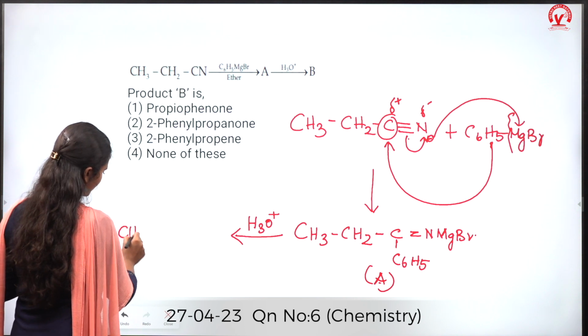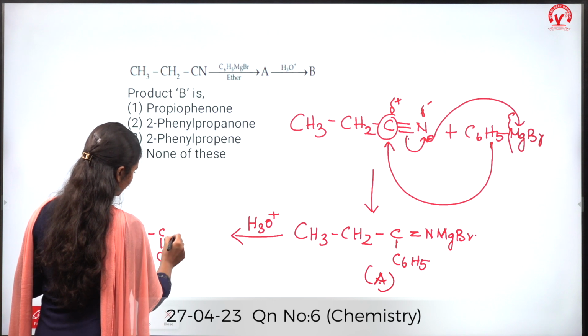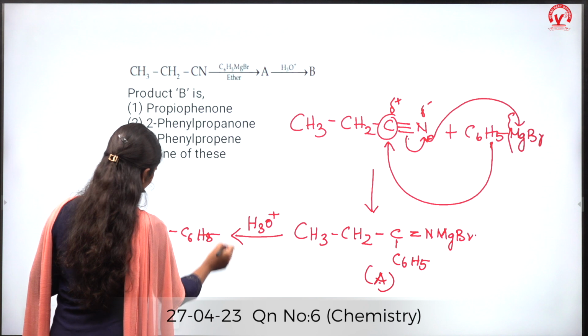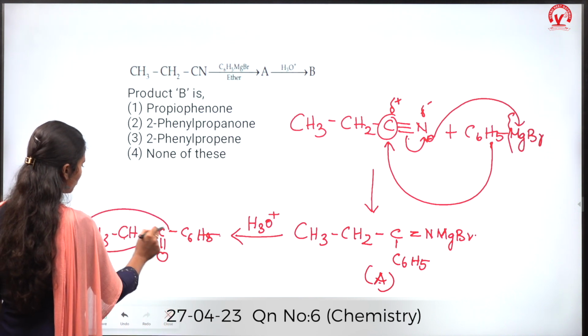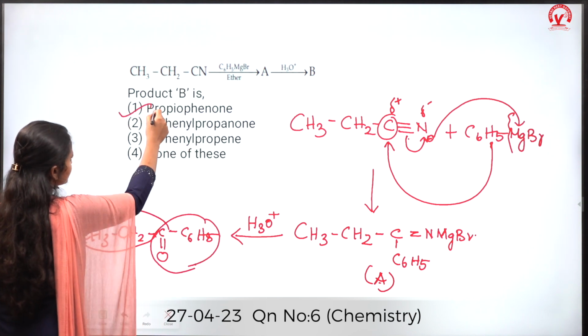On further hydrolysis with H3O plus, we get a ketone compound, that is CH3CH2C double bond O with C6H5: methane, ethane, propane, that is propiophenone. So option 1 is correct.